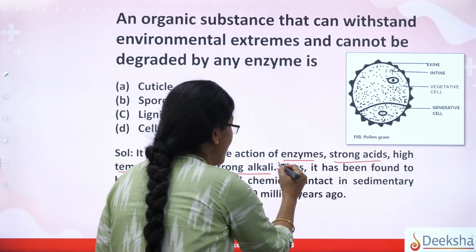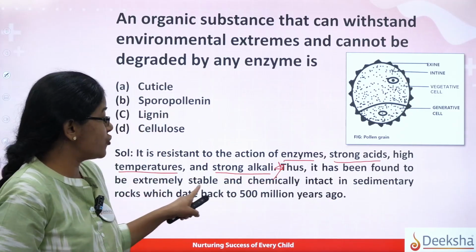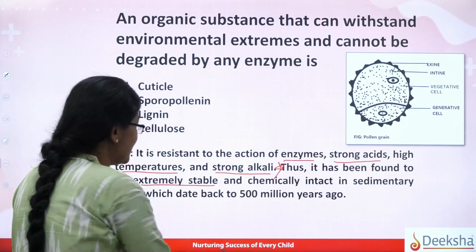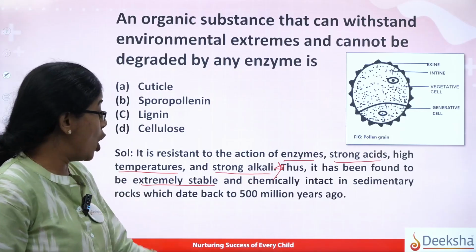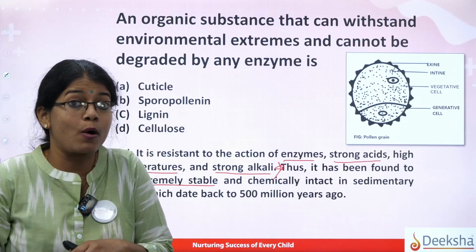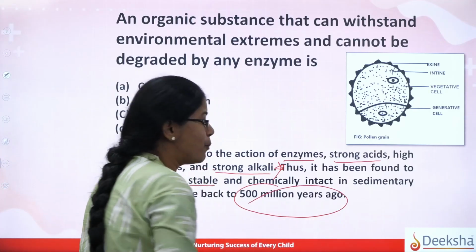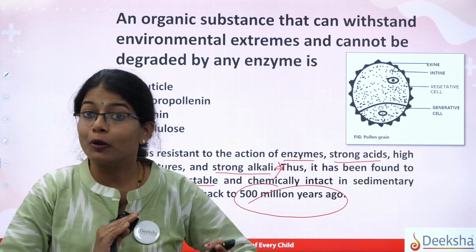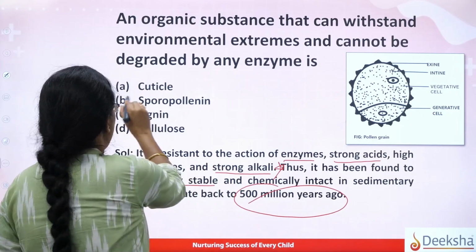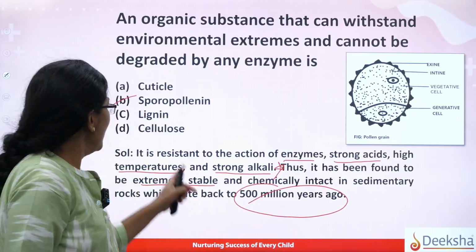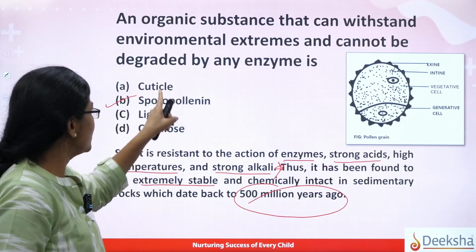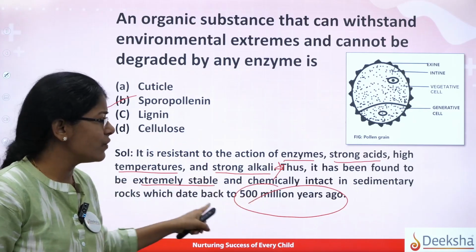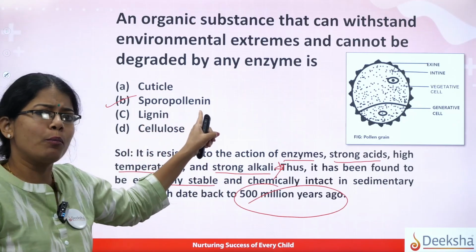Thus, a very important point to be noted. It is found to be extremely stable and chemically intact in sedimentary rocks which date back to 500 million years ago. That means from an evolutionary point of view, it plays a very important role in phylogeny too, right? So this is a very important concept about sporopollenin. The rest, students, the cuticle, the lignin and the cellulose, get degraded when we treat them with these chemicals, except sporopollenin.